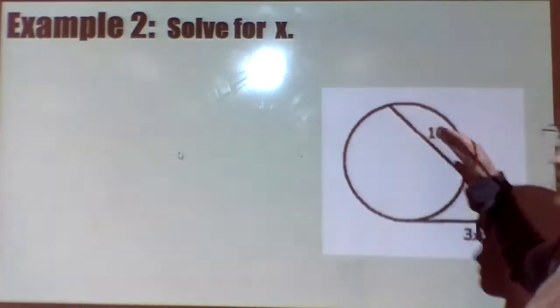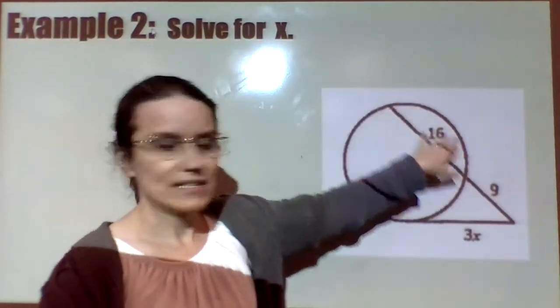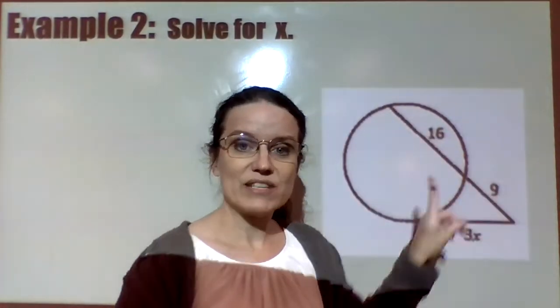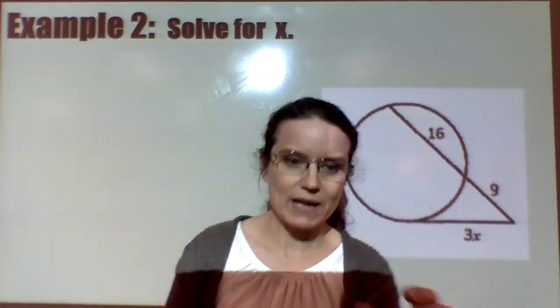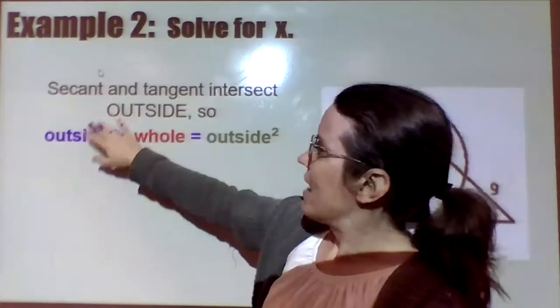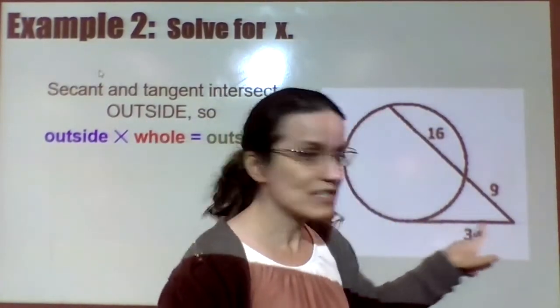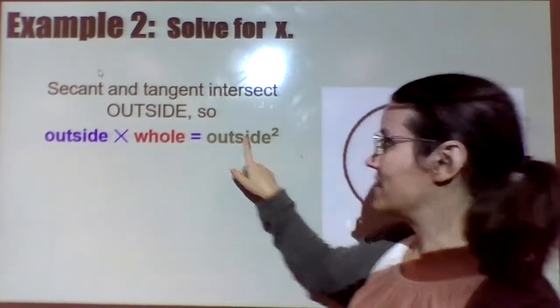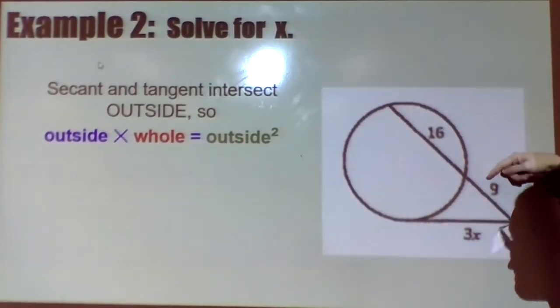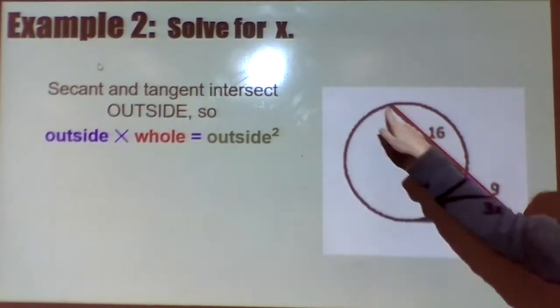So on this one, I'm going to have a tangent and a secant. They intersect outside. And so this is where I know I'm going to use the one that says outside times the whole thing. So I'm going to have outside times whole. But then I know that for the other one, since the outside is the whole thing, it'll be outside squared. So let's set up those parts. So the outside of this one is going to be this blue part that's 9. And then I need to multiply it times the whole thing.